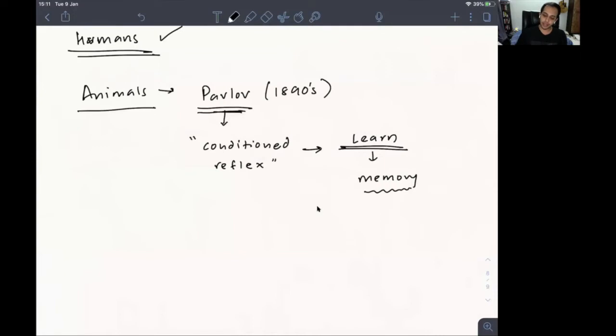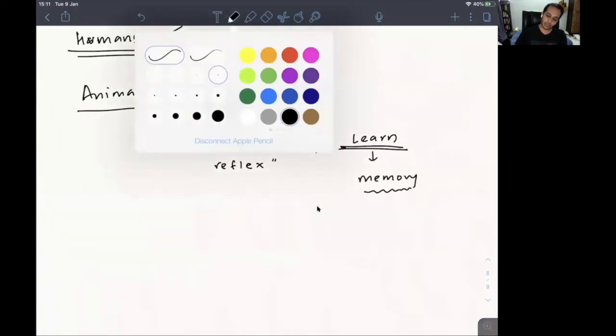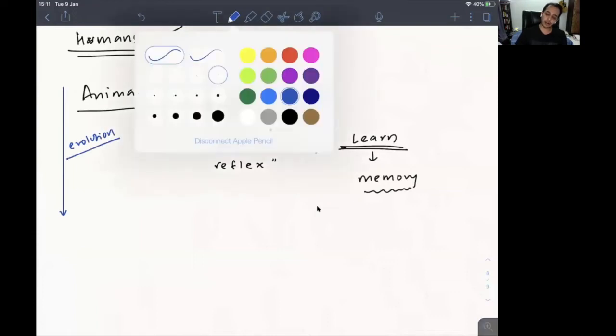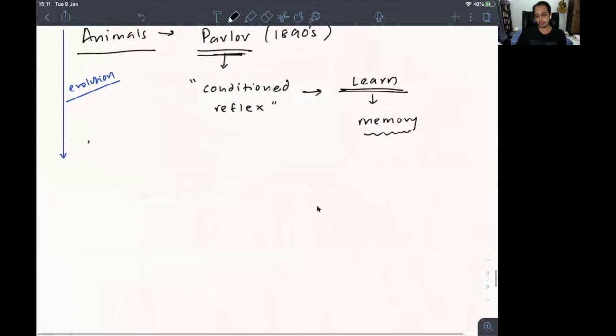Okay. Now, we know humans have memory, now animals have memory. What if we keep going down the evolutionary chain? What if we look at birds? Do birds have memory?